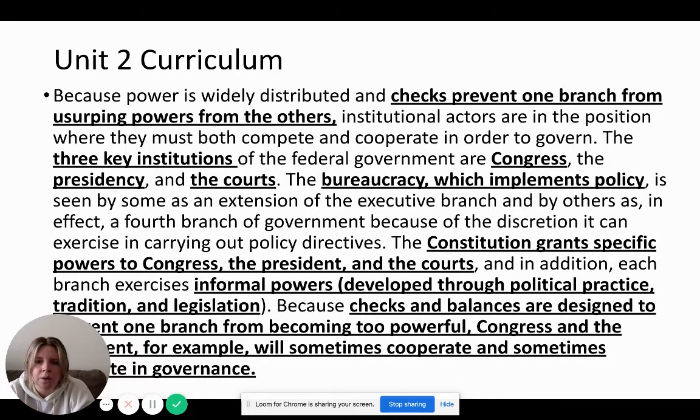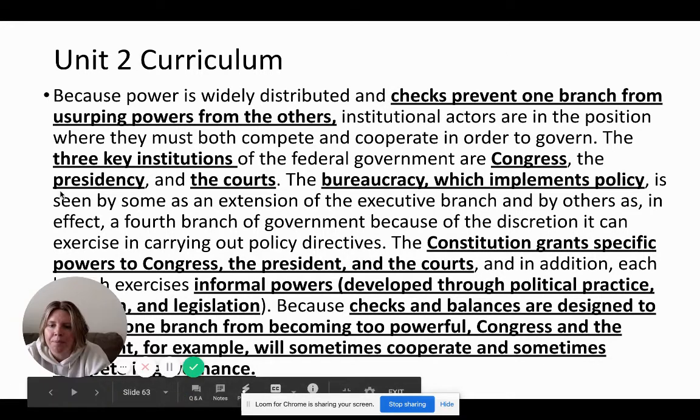The Constitution grants specific powers to Congress, the president, and the courts. And in addition, each branch exercises informal powers. So remember, informal is like outside the Constitution. So judicial review is not in the Constitution. That's an example of an informal power. Informal powers developed through political practice, tradition, and legislation.